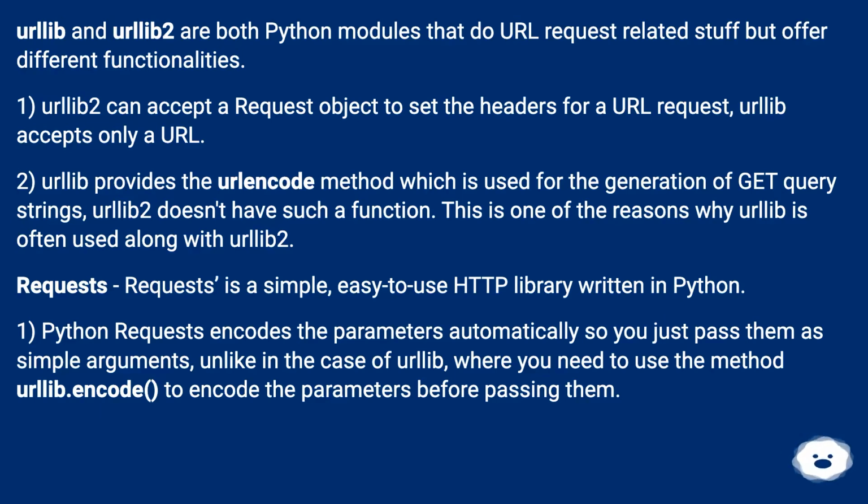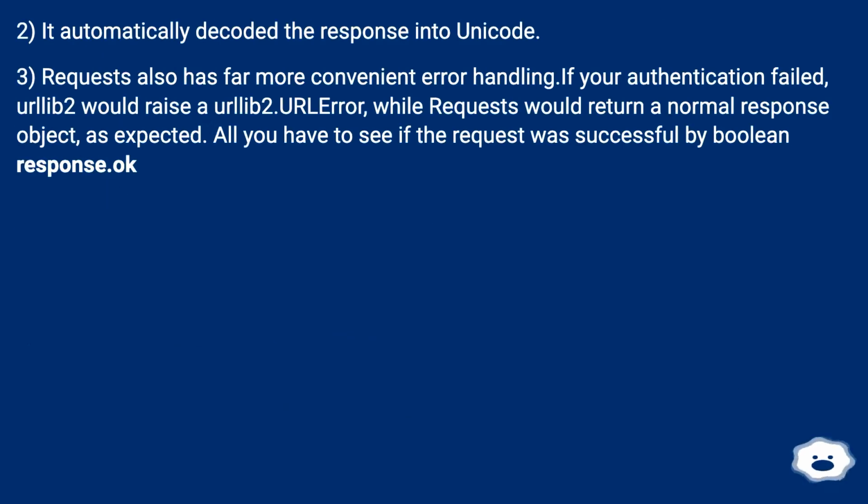Requests. Requests is a simple, easy-to-use HTTP library written in Python. 1. Python requests encodes the parameters automatically, so you just pass them as simple arguments, unlike in the case of urllib, where you need to use the method urllib.urlencode to encode the parameters before passing them. 2. It automatically decodes the response into Unicode. 3. Requests also has far more convenient error handling. If your authentication failed, urllib2 would raise a urllib2.URLError, while requests would return a normal response object, as expected. All you have to do is see if the request was successful by the boolean response.ok.